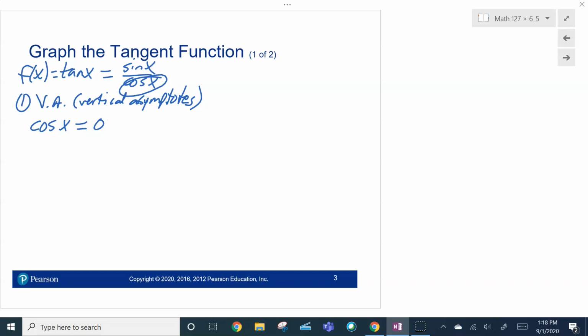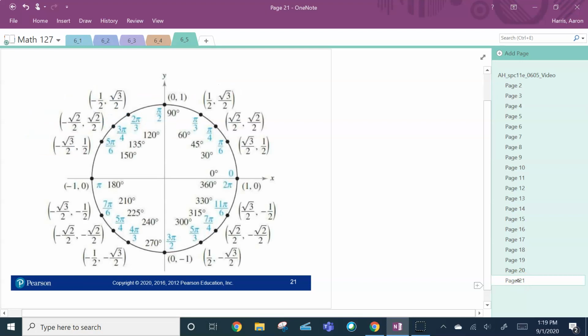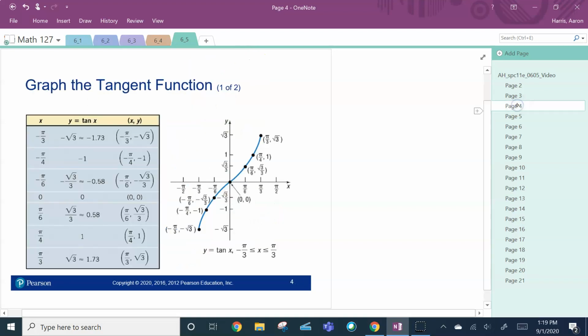Cosine of what is zero? We know the cosine of pi halves is zero. We also know the cosine of 3 pi halves is zero. If we go around once more, 5 pi halves, the cosine of 5 pi halves is also zero, and so on. So that's what we're thinking about here.